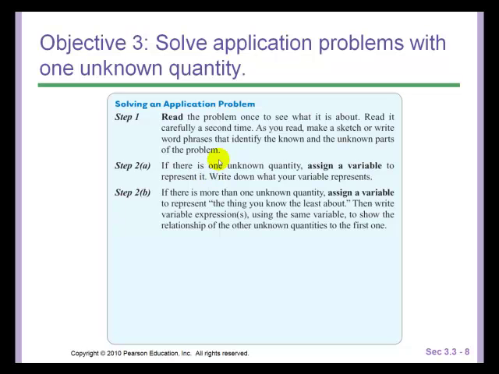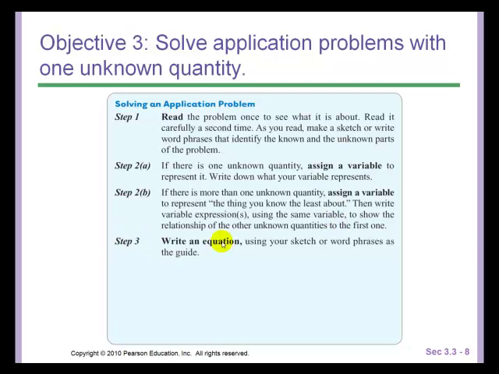Step 2, there's actually 2 different versions of this. If there is one unknown quantity, assign a variable to represent it. Write down what your variable represents. It is very important that you write for me what your variable represents. The examples we will see in this section will only have one unknown quantity. In our next section, we are going to have problems where there is more than one unknown quantity. In that case, assign a variable to represent the thing you know the least about. Then write variable expressions using that same variable to show the relationship of the other unknown quantities to that first one that you don't know anything about.